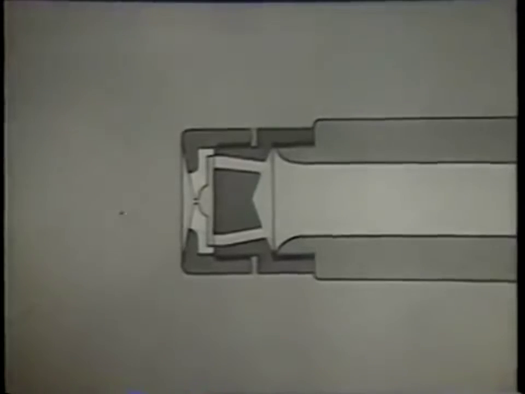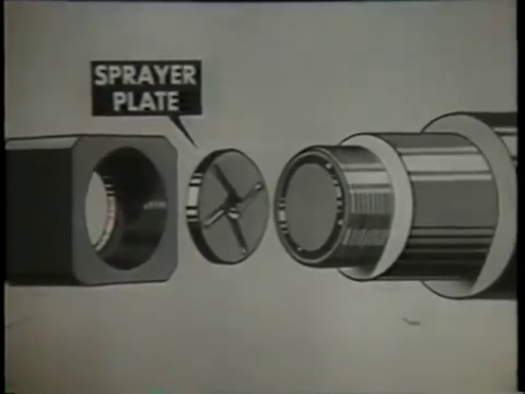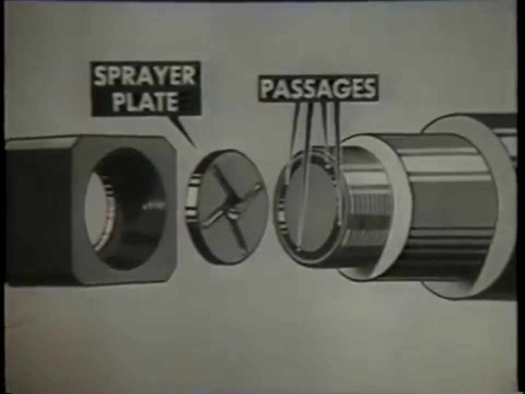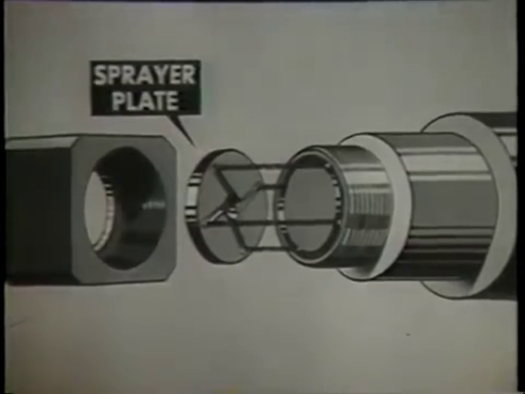Now let's see the action of the sprayer plate in more detail in an exploded view. You can see how the oil passages in the atomizer nozzle guide the oil into the slots of the sprayer plate, how the slots give the oil a very rapid whirling motion in the whirling chamber, and how the whirling oil emerges from the sprayer plate orifice, or opening, as a hollow cone of mist-like oil particles.